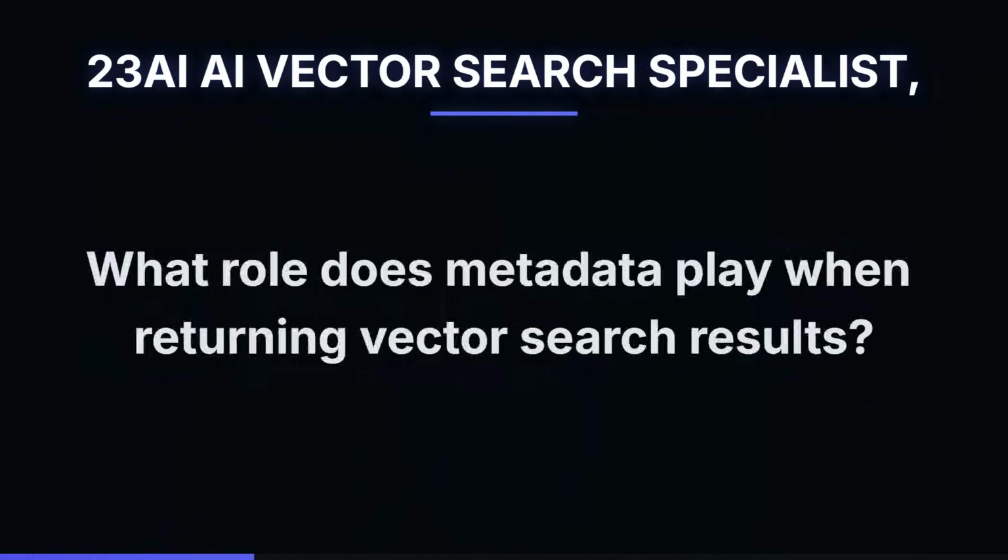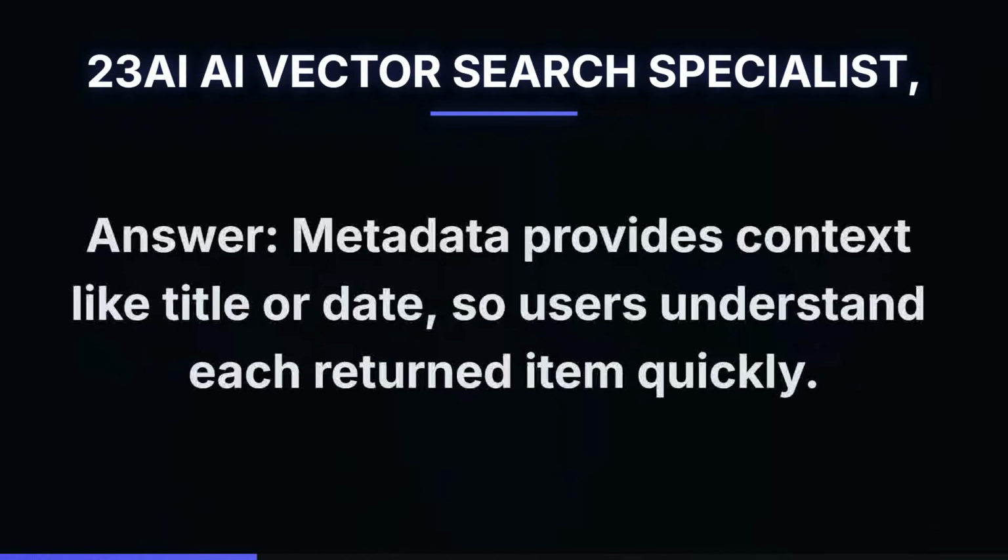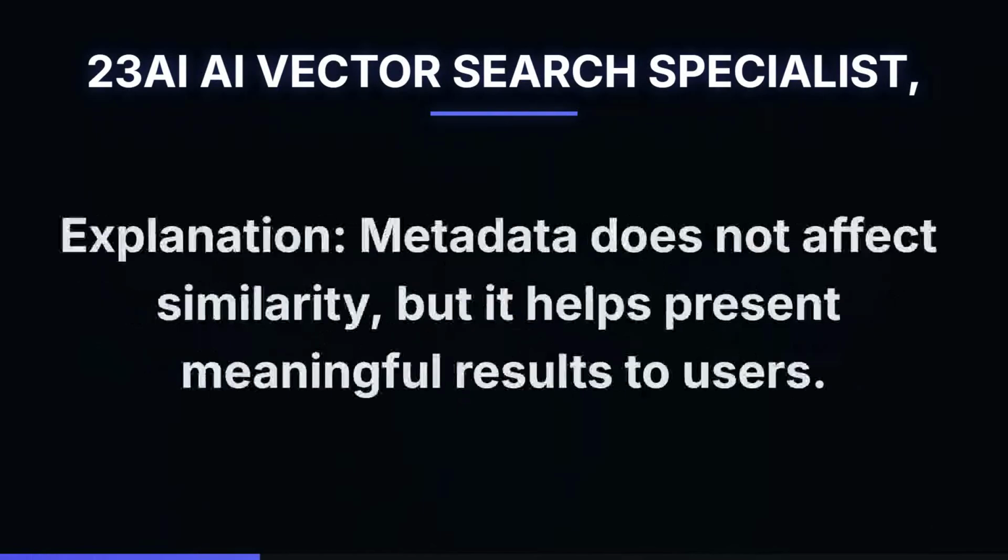12. What role does metadata play when returning vector search results? Metadata provides context like title or date, so users understand each returned item quickly. Metadata does not affect similarity, but it helps present meaningful results to users.